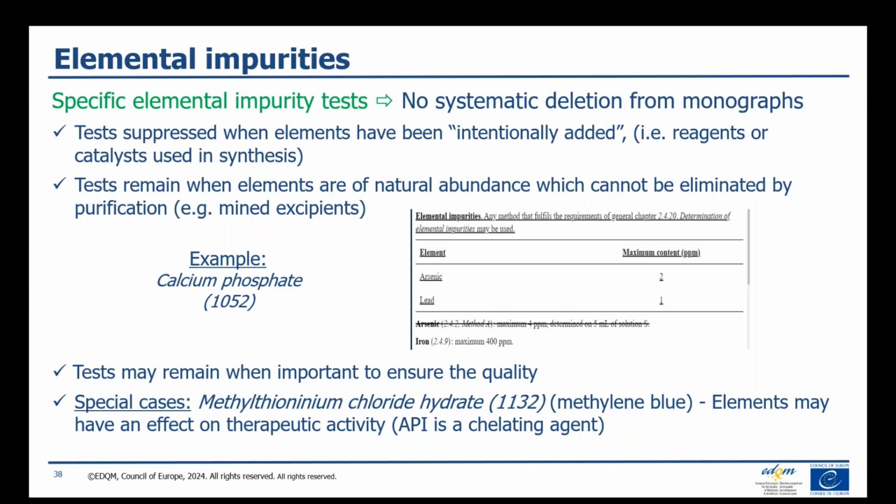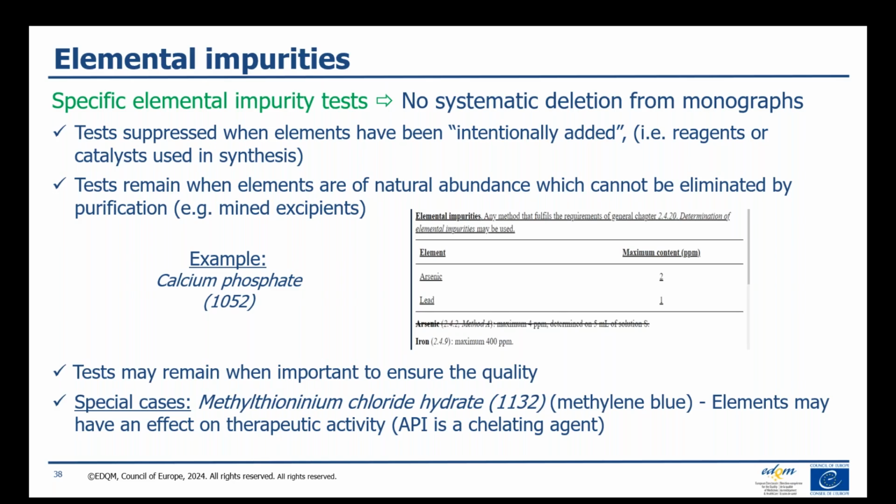Here you can see an example of the monograph on calcium phosphate. Before, there was already a test to control arsenic, and now there is a test to control arsenic and lead. So there is a test and there is a maximum limit content, here 2 and 1 ppm. But there is no method described in the monograph, and in fact it is the responsibility of the manufacturer to develop a suitable method to control these two elements.